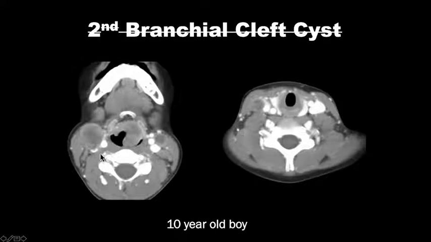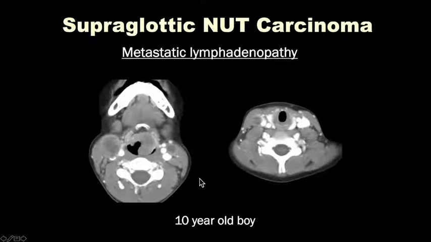Here in a 10-year-old boy, we have low density nodes. They don't quite look like a cyst. They're more irregular with irregular wall. It's bilateral. And clearly this patient also has an abnormal, ugly looking mass involving the epiglottis and left aryepiglottic fold and another node lower down. And this unfortunately was a supraglottic NUT carcinoma. This is a rare aggressive subtype of squamous cell carcinoma. It occurs in younger patients with a median age of 17. It's genetically defined and it can occur anywhere, including the head and neck.